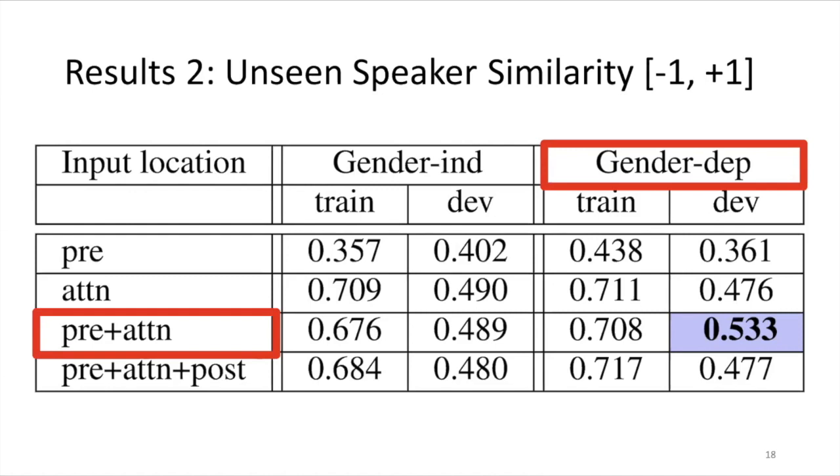And in particular, we're interested in unseen speakers. So if you look at the dev set speakers, which are totally separate speakers from the training set, we find that the best speaker similarity for these unseen speakers is obtained if we do gender dependent training and use prenet and attention as the input location for the speaker embedding.